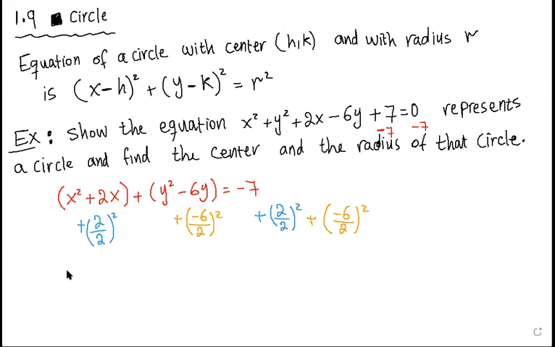So now I get x squared plus 2x. 2 over 2 is 1, square is 1, in the first parentheses, plus y squared minus 6y. Minus 6 over 2 is minus 3, square is plus 9, equal minus 7 plus 1 and plus 9.